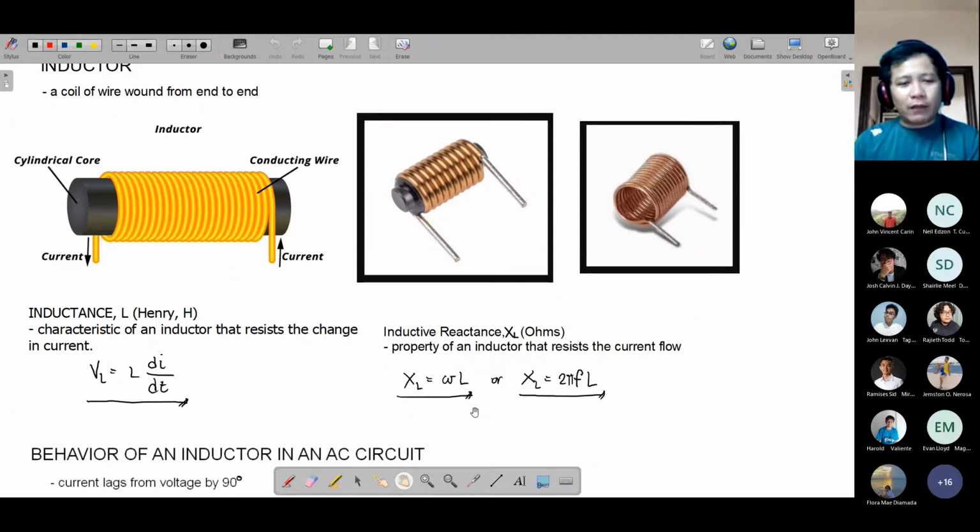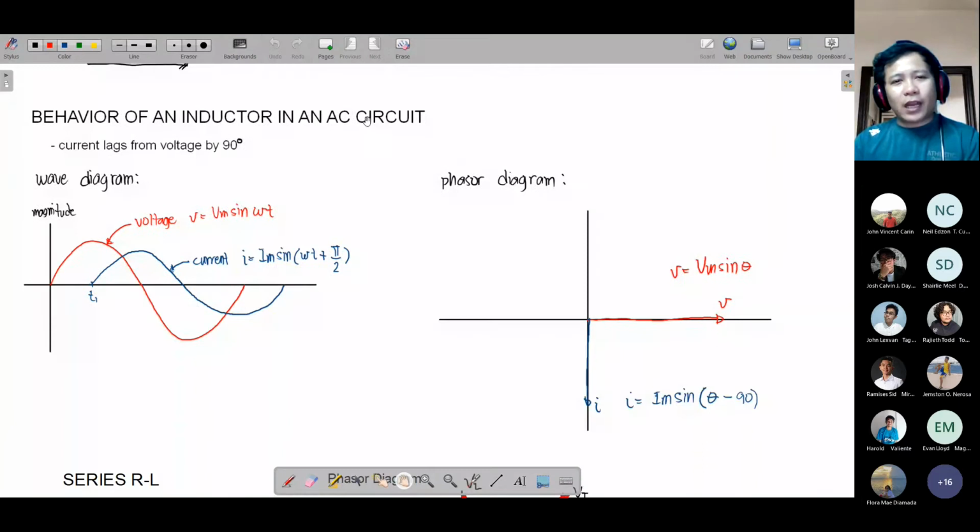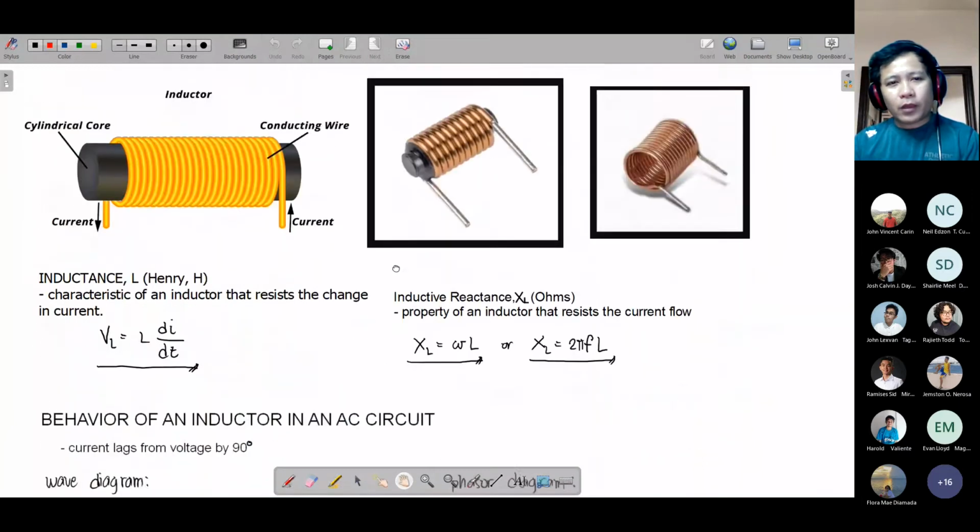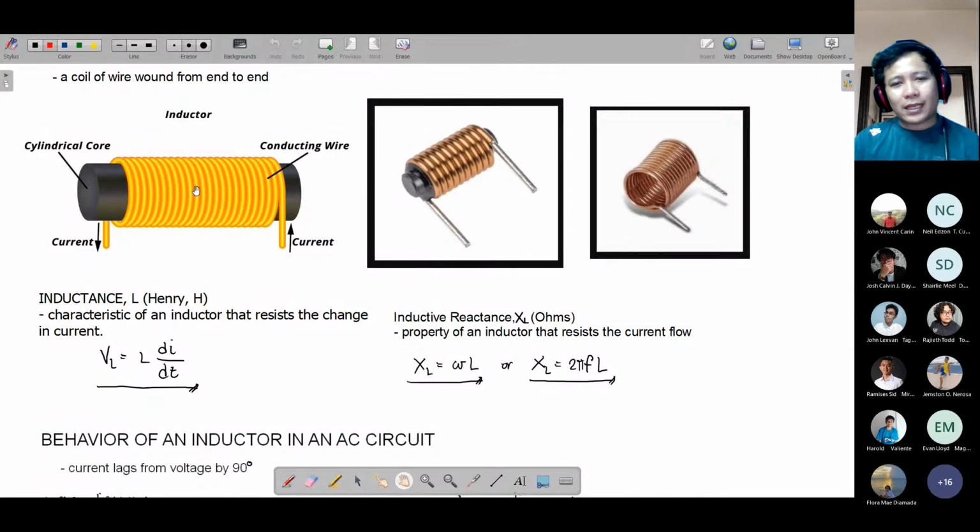Now, what will be the behavior of an inductor in an AC circuit? Before that, what is the behavior of the inductor in a DC circuit? In a DC circuit, it is like an ordinary wire. It is like a connector. Okay? So there will be no characteristics of an inductor if you connect it in a DC circuit. So in short, in a DC circuit, your inductor is like a normal wire, like a connector.